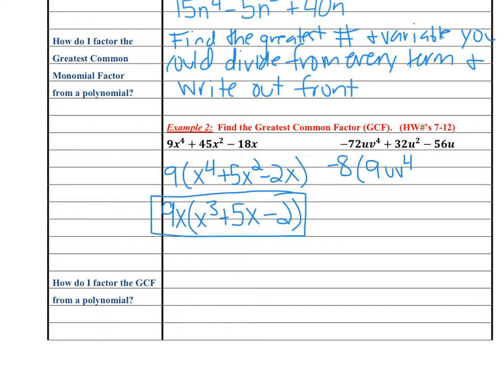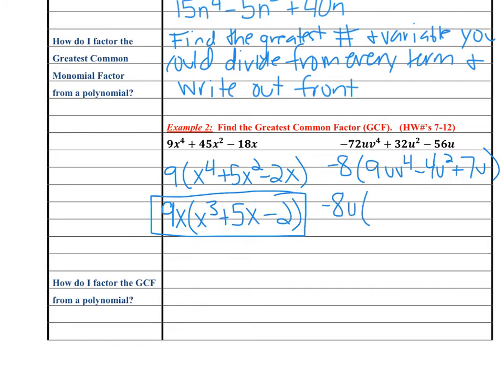Positive 32 divided by negative 8 gives me negative 4u squared, and negative 56 divided by negative 8 gives me positive 7u. Then I'm looking at the letters. They all have at least one u. There's a v in one spot, but not in any of the others, so only one u is in common. So now I'm going to say negative 8u out front.